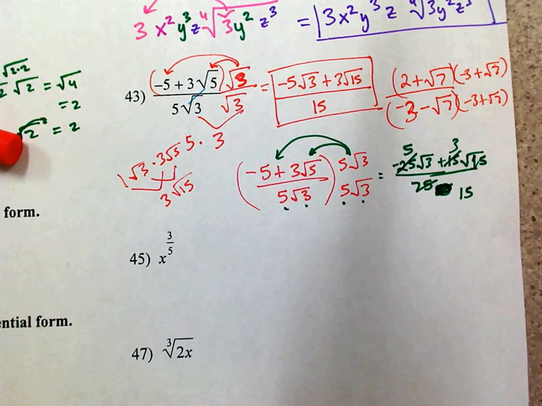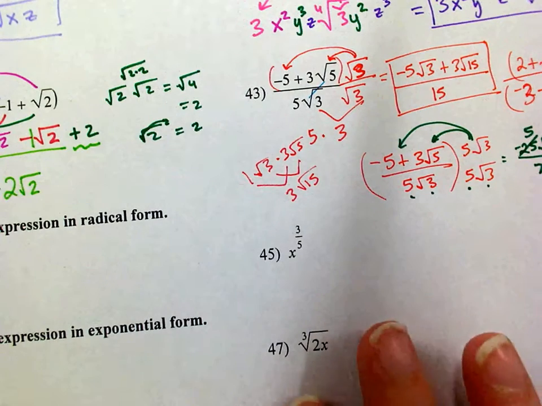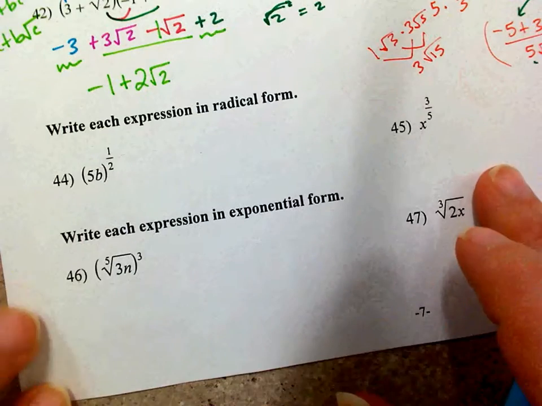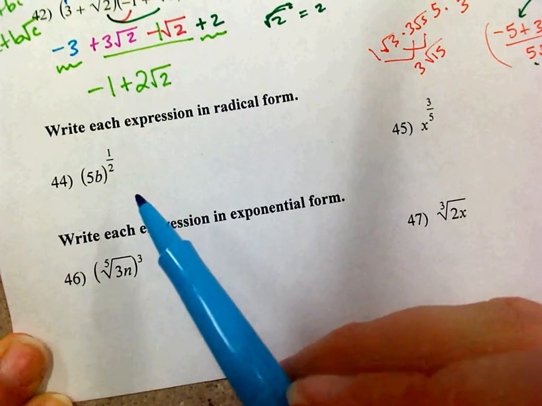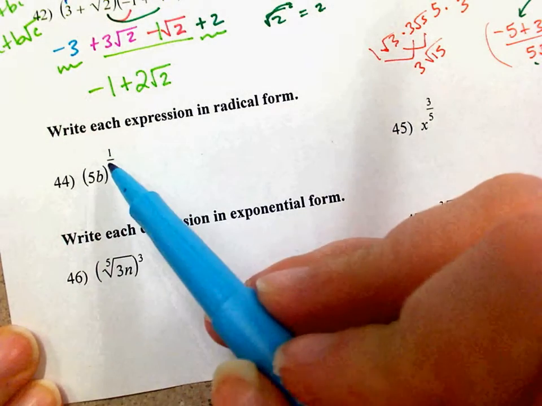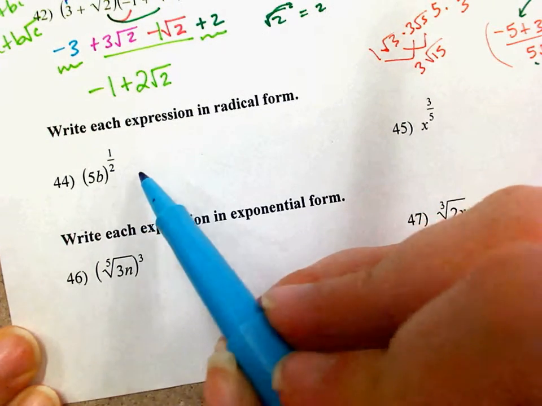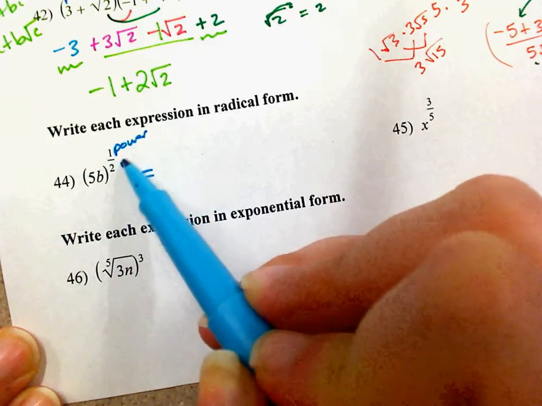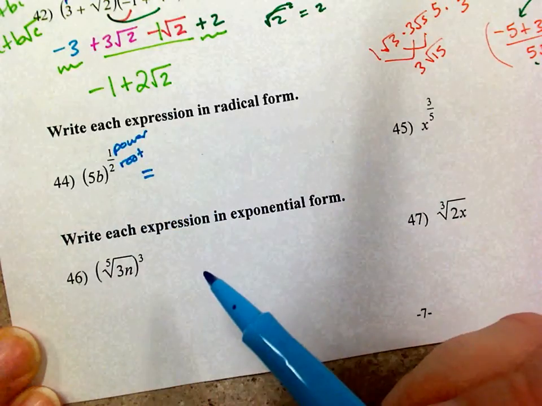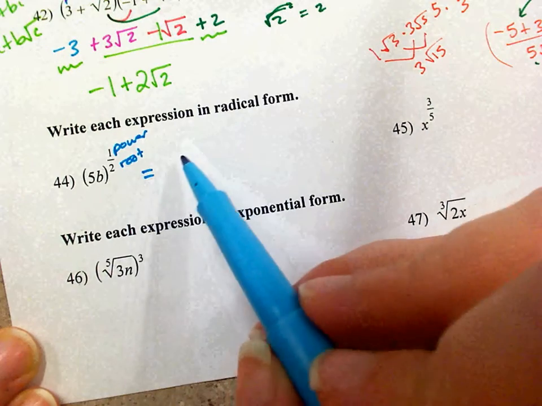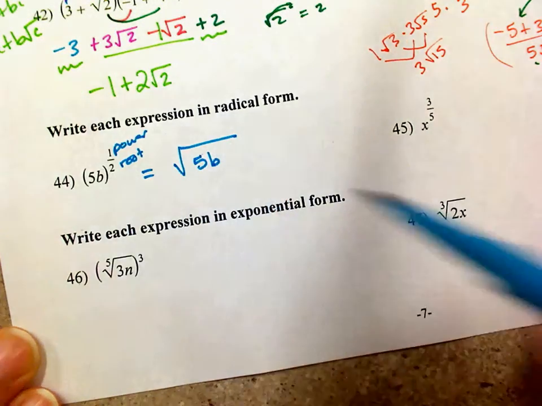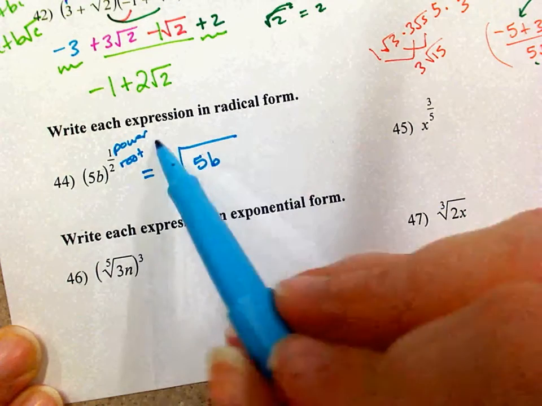Okay. So now what I want to do is on 44, I want to write the expression in radical form. Well, right now this is an exponent, okay? It's an exponential form. So what I want to do is remember that this is the power and this is the root. Just like a tree, roots are on the bottom, okay? So it's the square root of 5b to the first power. If it's the first power, I don't need to write anything. So there you go, okay?